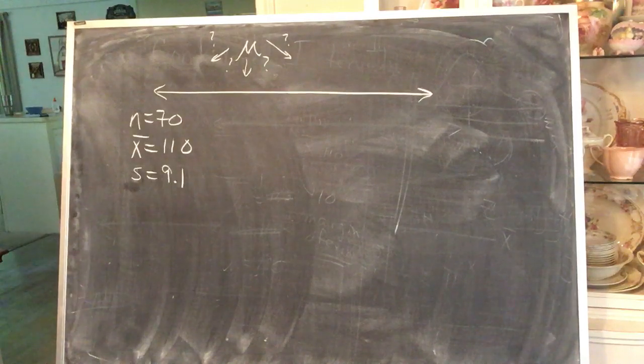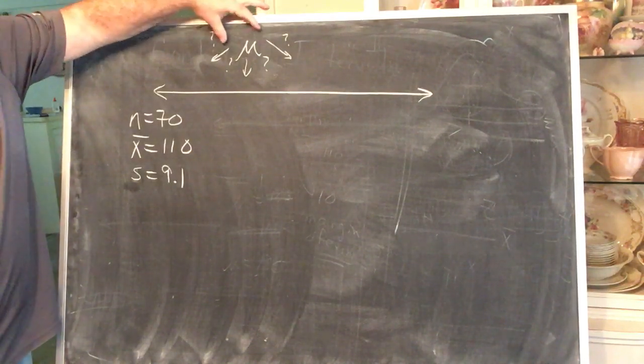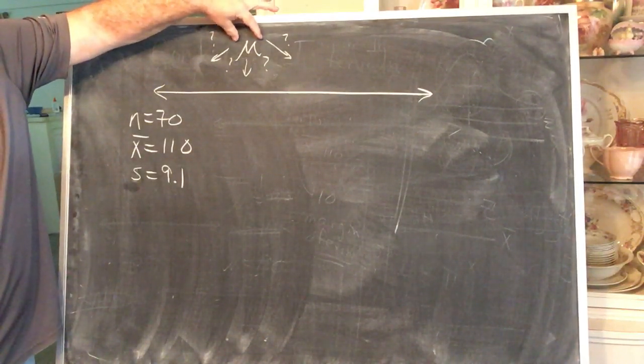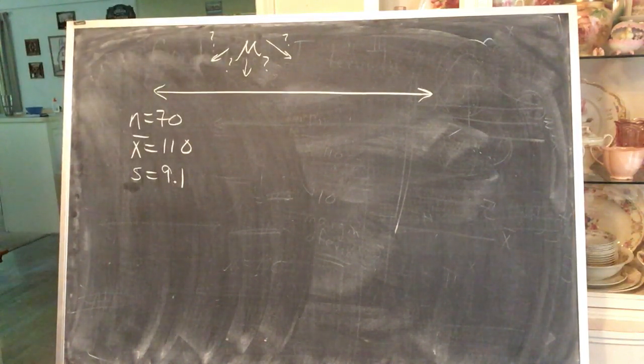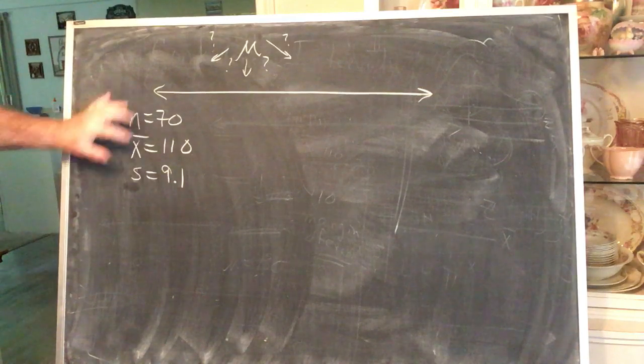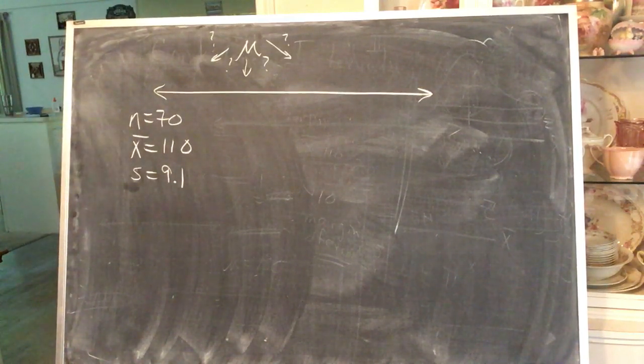Now, this is our task. We want to know some information about where we think the population mean might fall. We don't know the population mean. That's what we want to find out something about. The information we do have is 70 measurements, which gave us a sample mean of 110 and a standard deviation of 9.1.